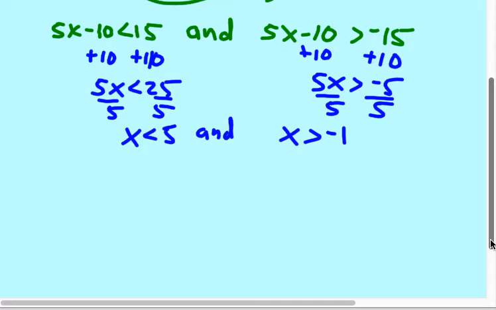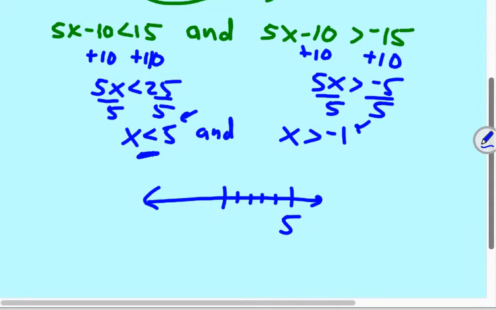So, this is my solution. Now I should graph it. This is 5 and this is -1, so be careful when you're graphing this on the number line. 1, 2, 3, 4. Here's 5. It's less than 5, so it's going to be going in this direction. Over here, -1, -1, -2, -3. We'll put the -1 right there. It's greater than -1, so it's going in this direction.